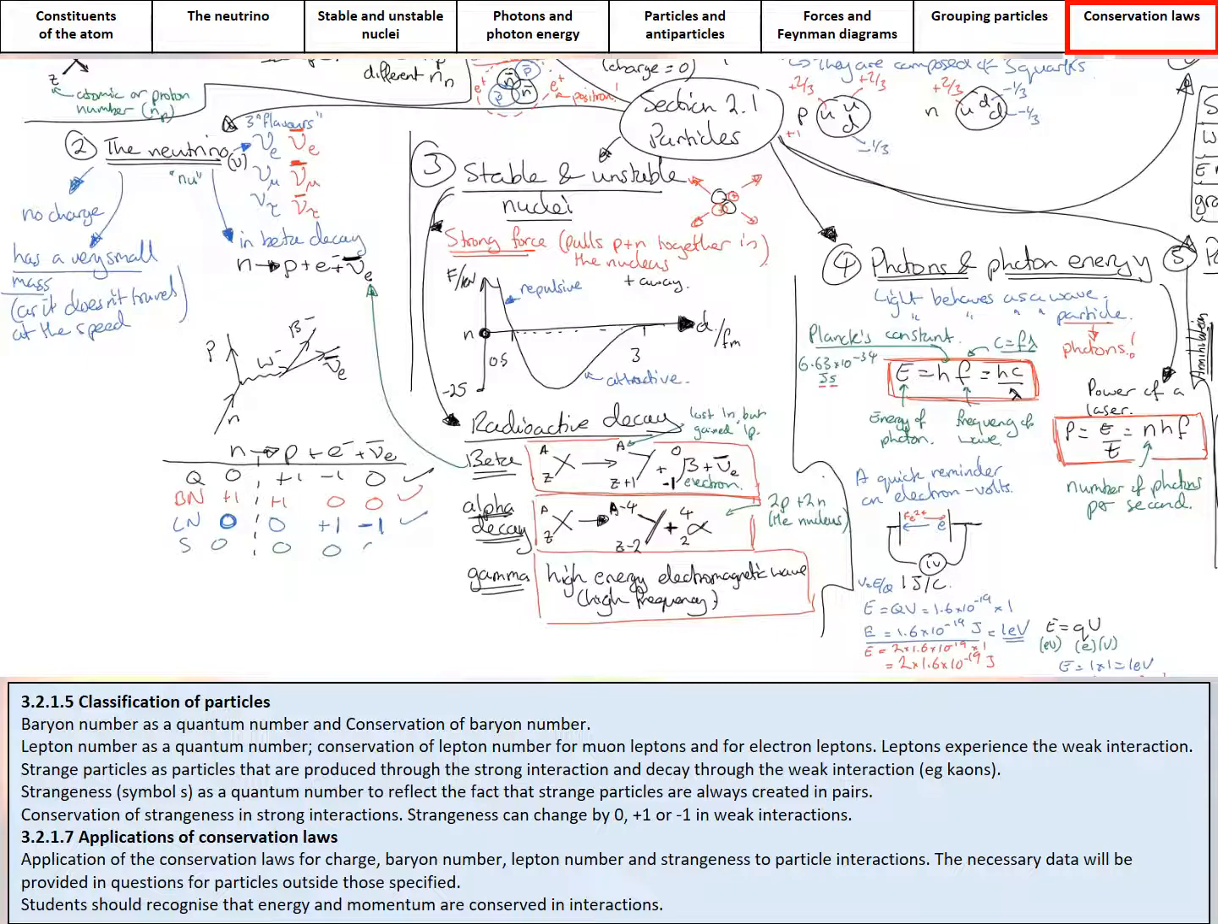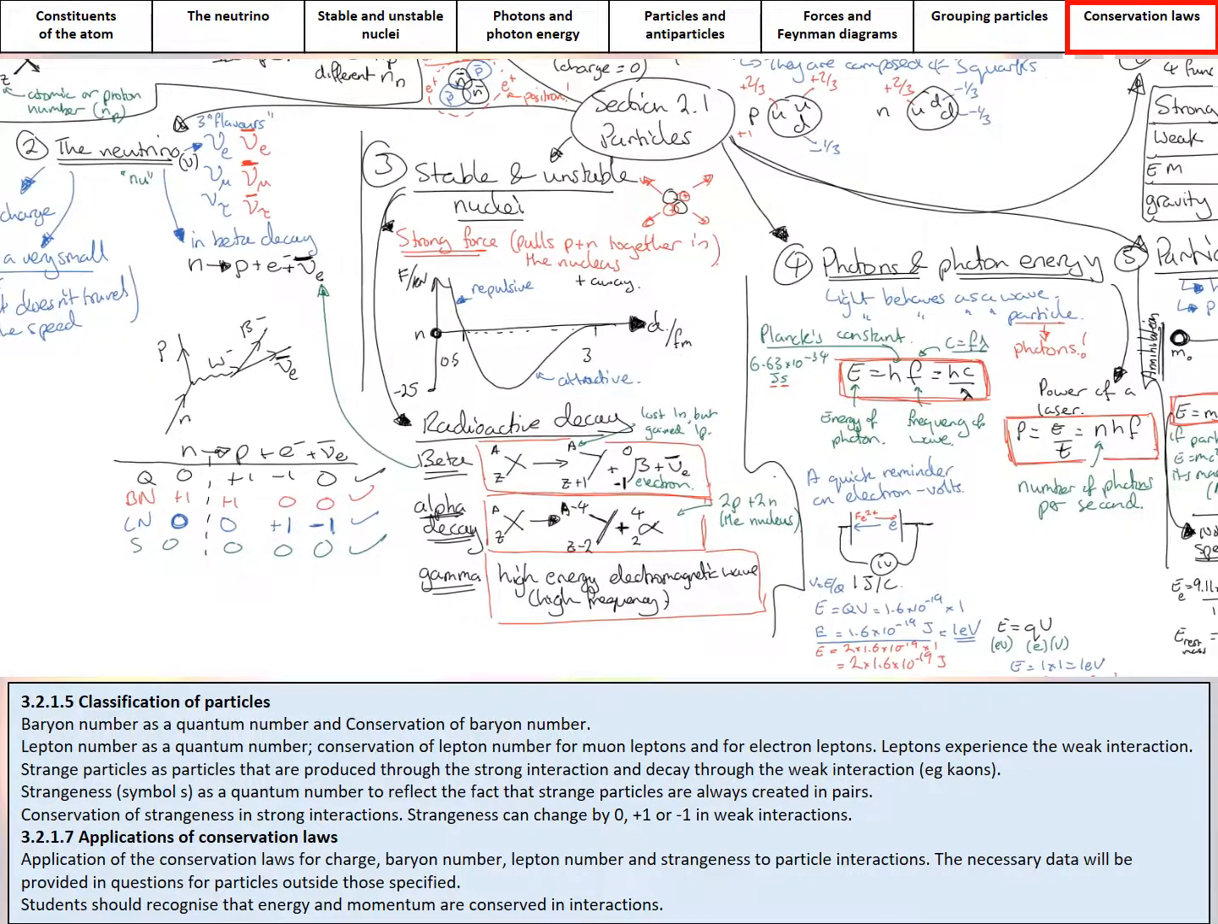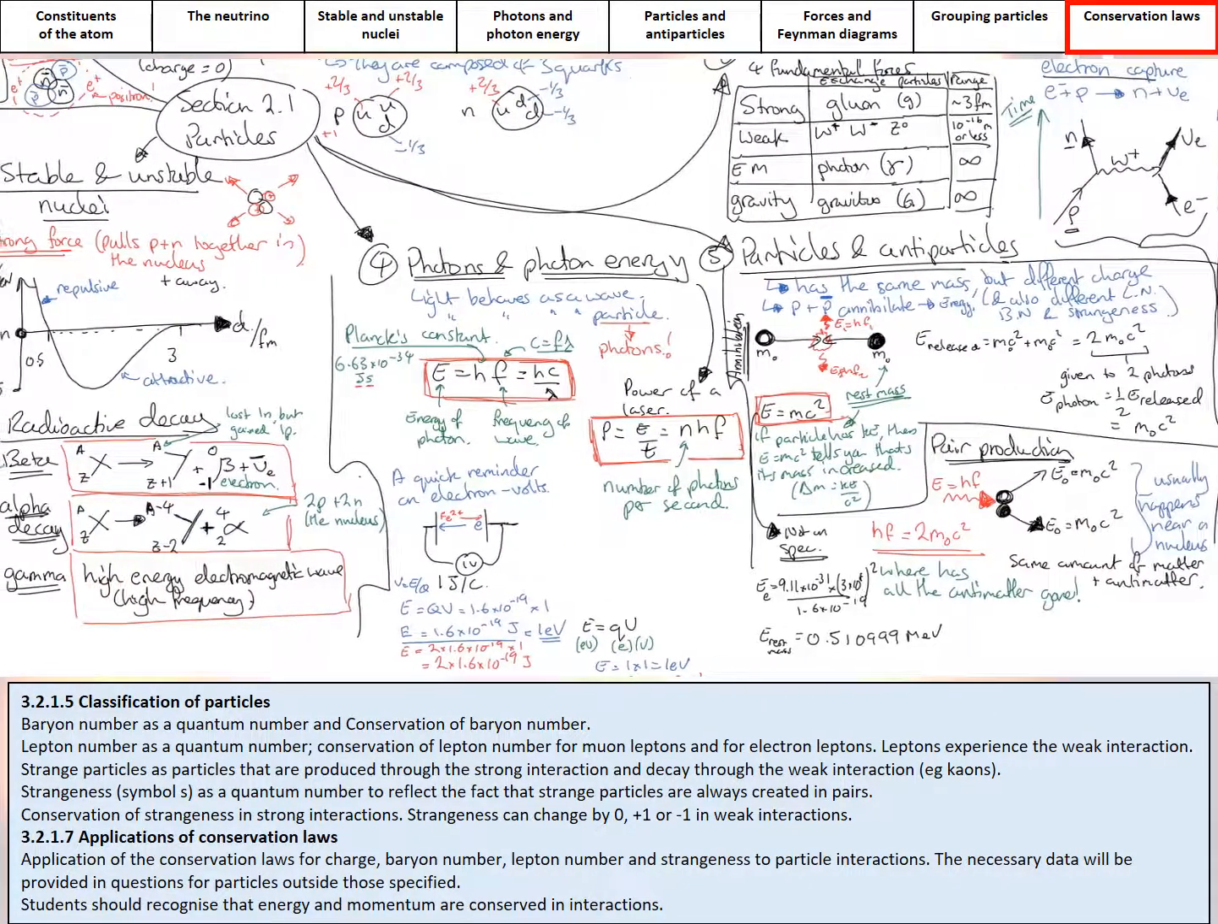Strangeness is 0. And a lot of people get a bit confused with what baryon number and lepton number and strangeness mean. They are just numbers that allow you to predict what can and can't happen. We know that the number of baryons before and after must stay the same. And that allows us to predict which of these interactions are actually allowed to happen.